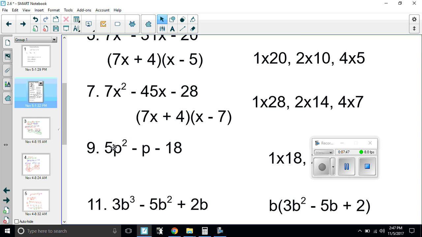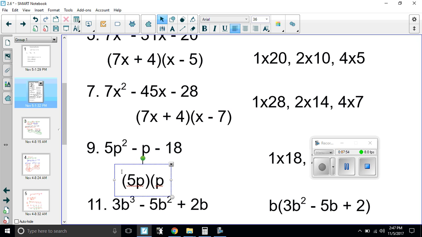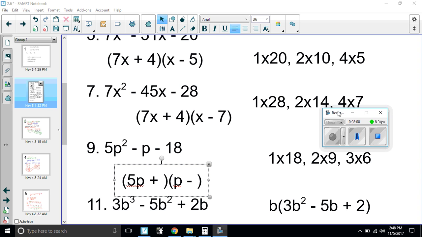Number 9, again, very nice that it's a 5p squared. So I know my only first factors can be 5p and p. C is negative, so which means one is going to be a positive, one is going to be a negative sign. And my factors of 18 are 1 and 18, 2 and 9, 3 and 6. Just thinking here, 5 times negative 3 would be negative 15, and negative 15 plus 6 would not give me a negative 1. And 5 times 6 would be 30, so that's not even close.